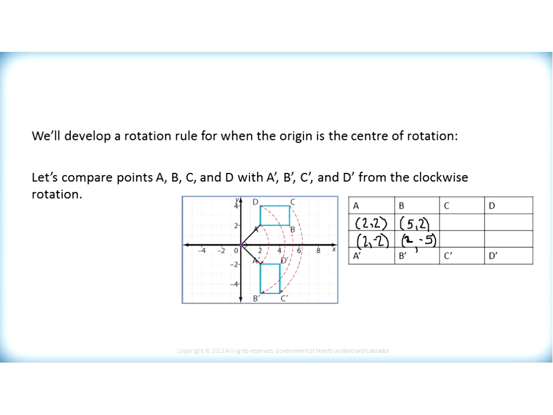Now I've got this table finished in a much neater computer-generated table here. All right, so what I see is A goes from (2, 2) to (2, -2). B goes from (5, 2) to B prime (2, -5). C is (5, 4) in the original object, and it's (4, -5) in the image. D is (2, 4) in the original object, and it's (4, -2) in the image.